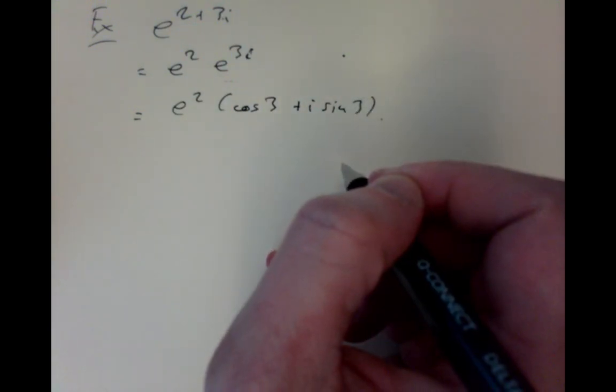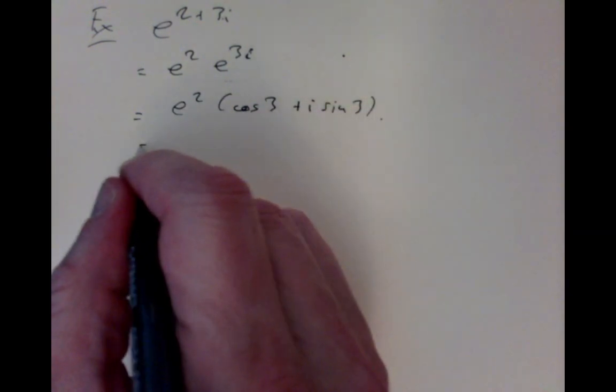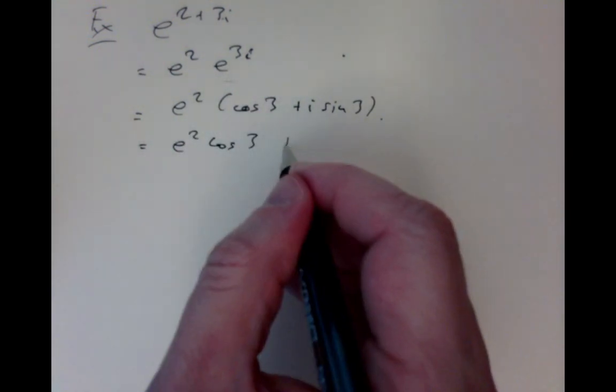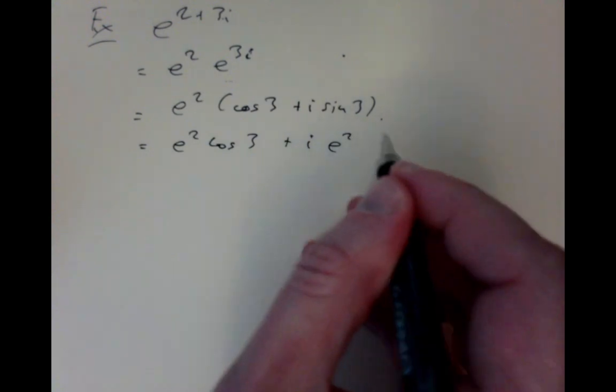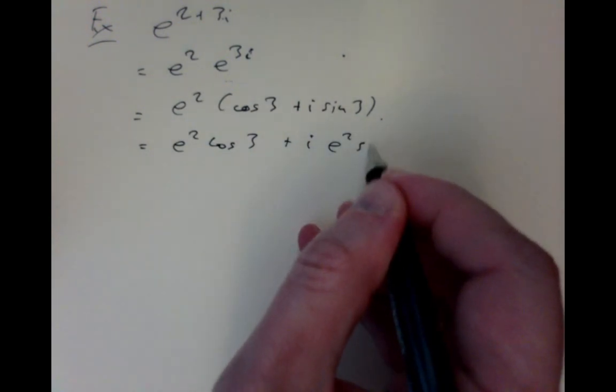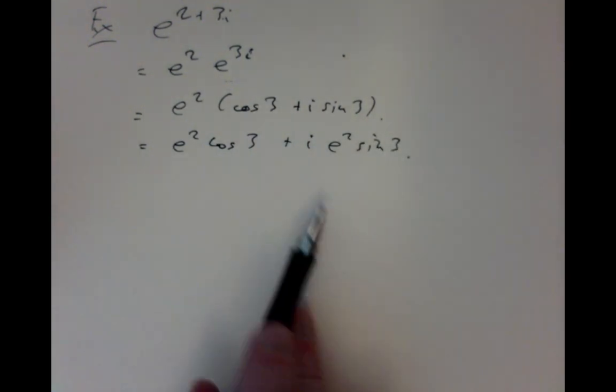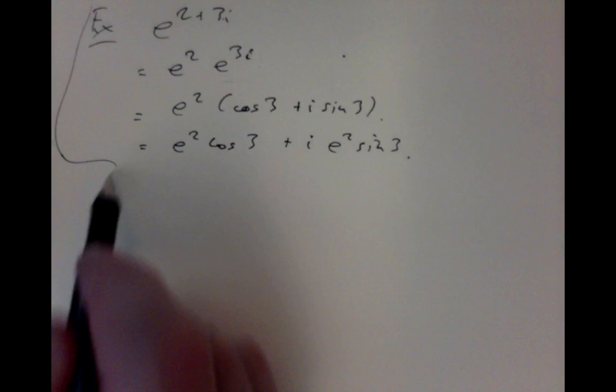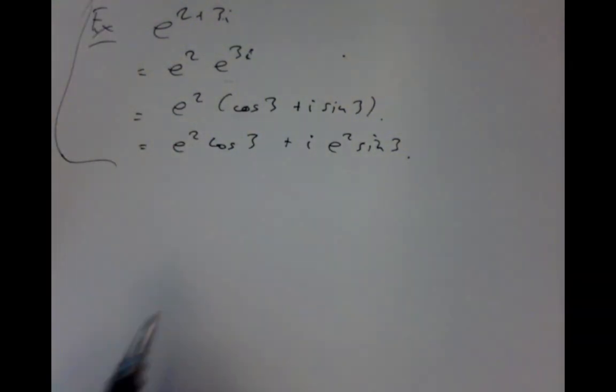And again, that's 3 in radians. So you can write out its real part as e to the 2 cos 3, plus i times its imaginary part, e to the 2 sine 3. Again, it's cos 3 and sine 3 of radians, not of degrees. Okay, so it gives an example of explicitly computing out an exponential of a complex number.